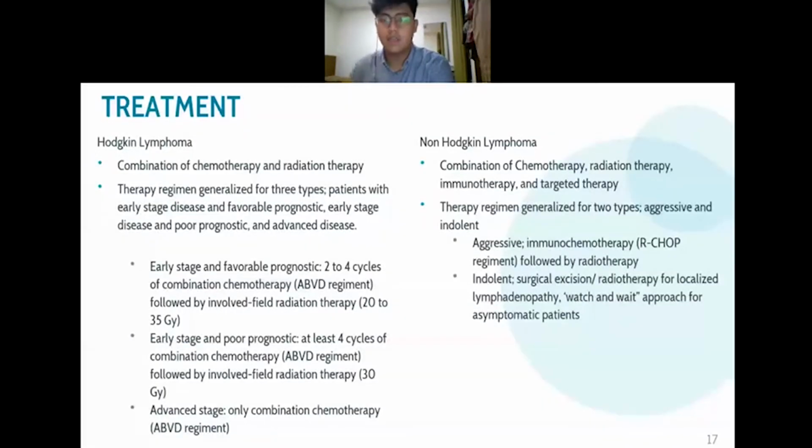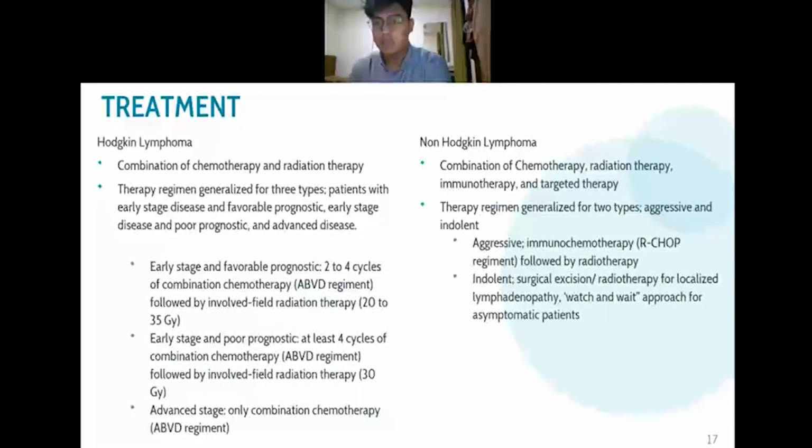Treatment. Non-Hodgkin lymphoma requires a combination of four main treatments: chemotherapy, radiation therapy, immunotherapy, and targeted therapy. The therapy regimen is generalized into two types of NHL, aggressive and indolent form. Aggressive form: the immunochemotherapy regimen used is R-CHOP, which is then followed by radiotherapy.